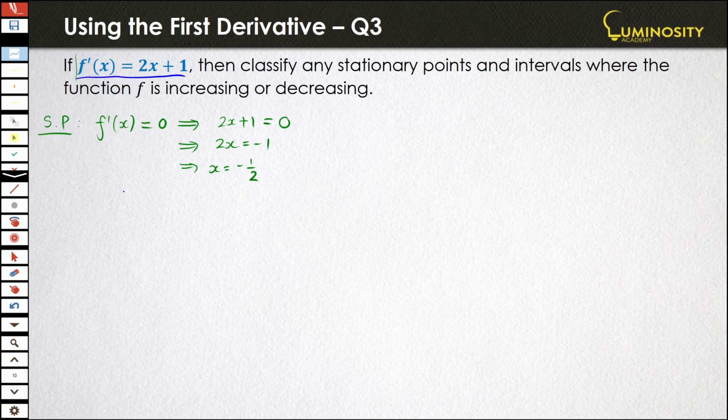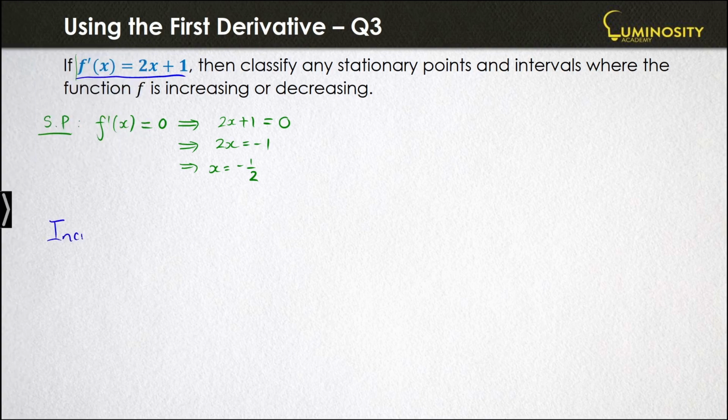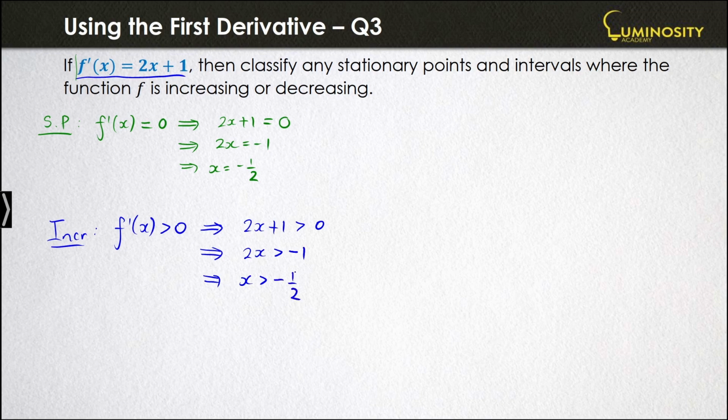When is the graph increasing? So again, when your first derivative is greater than 0, that is when your function f is increasing. So that's 2x plus 1 is greater than 0. It's a linear inequality and we can solve it. So 2x is greater than negative 1, and then x is greater than negative a half. That's performing the same algebraic techniques. The way I would like to write it in interval notation is x is an element from negative a half all the way to positive infinity.